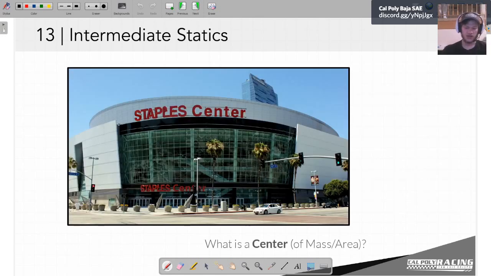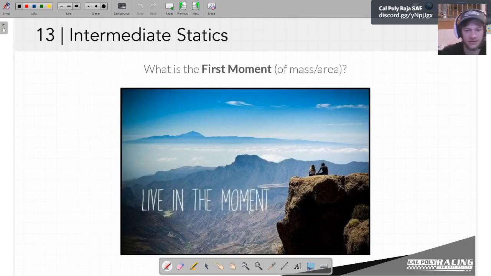So can either of you guys give me a good solid definition without using any math of what the center of mass is? It's the average location of all of the mass in an object. Okay, that's a good definition. So that we can estimate all the masses being in one point. Yeah, it's a good way to put it.